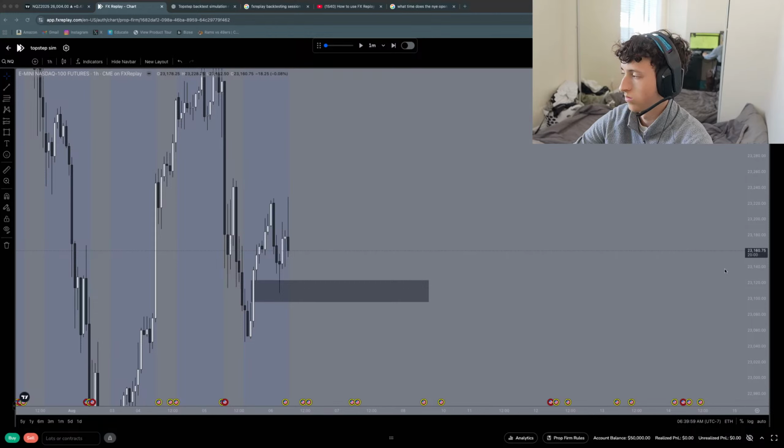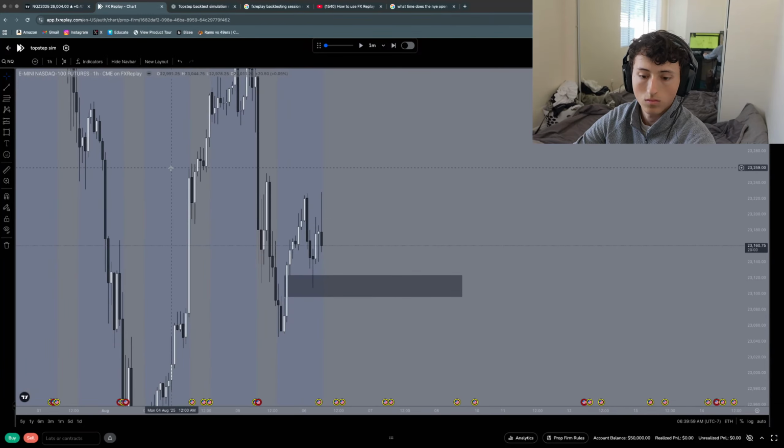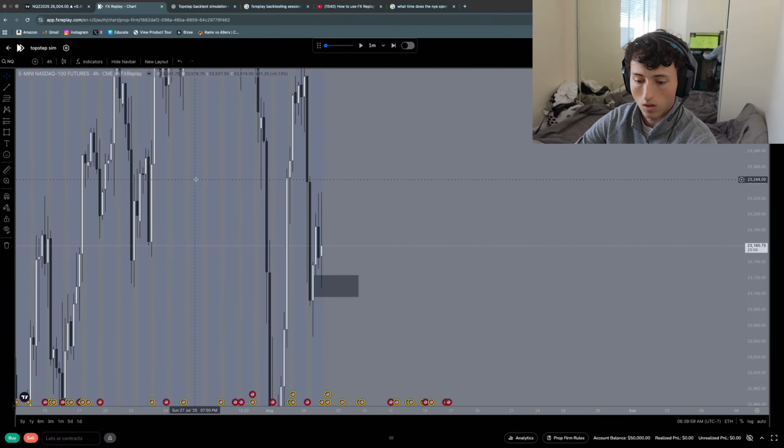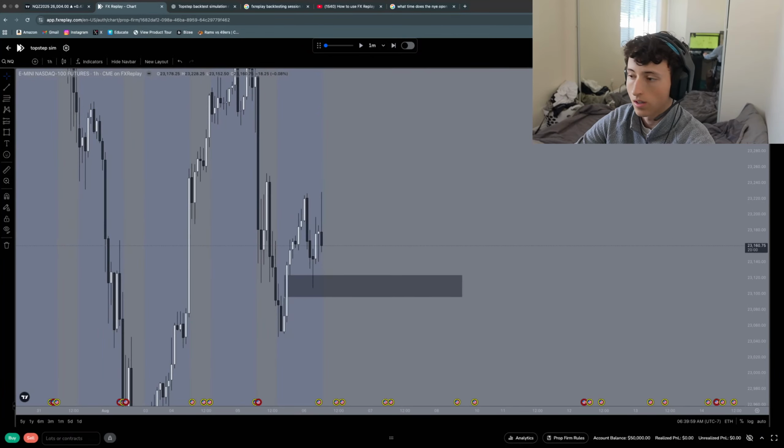You want to see price bouncing off a 4 hour, 1 hour. We got that. 1 hour, 4 hour, bouncing off right here. Then bouncing off a 5-minute. We got that. And then we want to see an inverse to the upside, just like that, right? Simple.